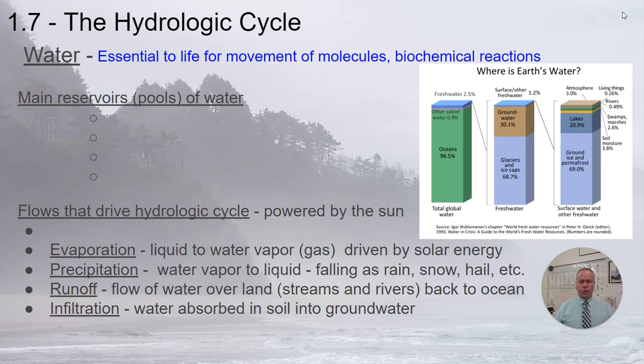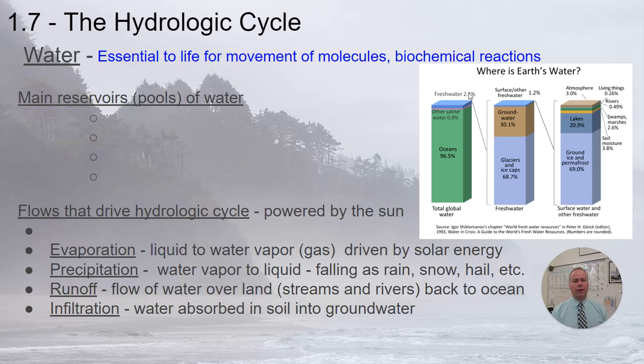And so if we imagine the water on the earth, we can see this infographic, this graph here, shows us where that water is. If we think about all of the water on the earth, the vast majority, 96.5%, is in the oceans. It's marine water. It's salt water. Fresh water is only 2.5% of all of the water on earth.